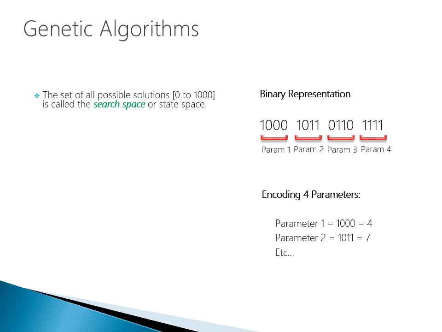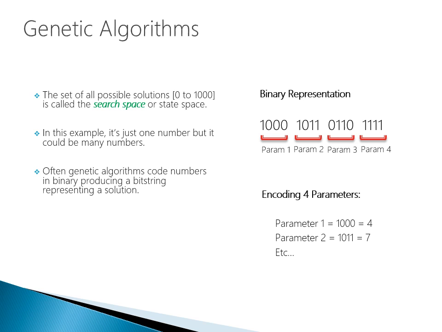So let's talk a little more about this bit string. The set of all possible solutions is called the search space, or the state space. In this example, it's just one number, but it could be many numbers. Often, genetic algorithms code numbers in binary, producing a bit string representing a solution.